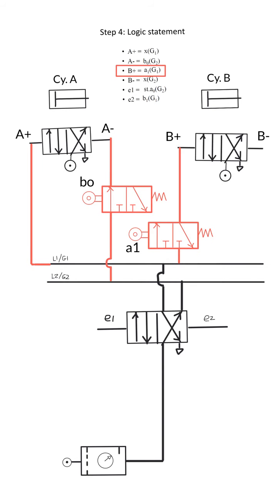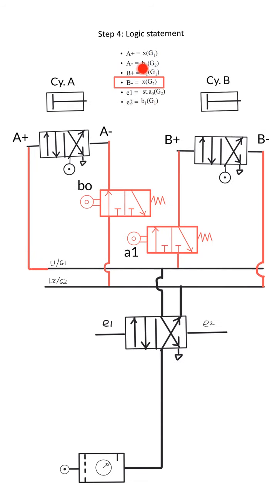Next, B plus. So B plus, starting from here, it is connected to A1 G1. So we have to draw a limit switch A1 here and connect it with line 1 G1. So since cylinder A is in retract position, it is touching A node, not A1. So A1 is not activated, so we have to put it on the right side.